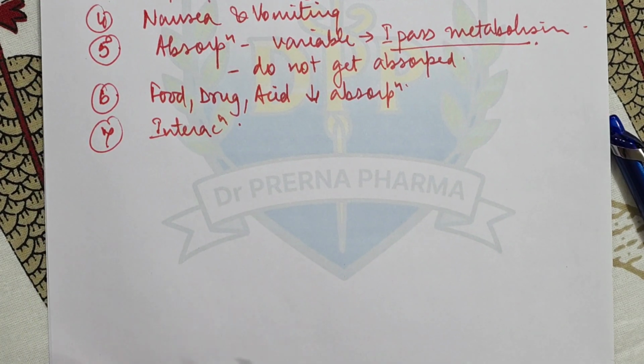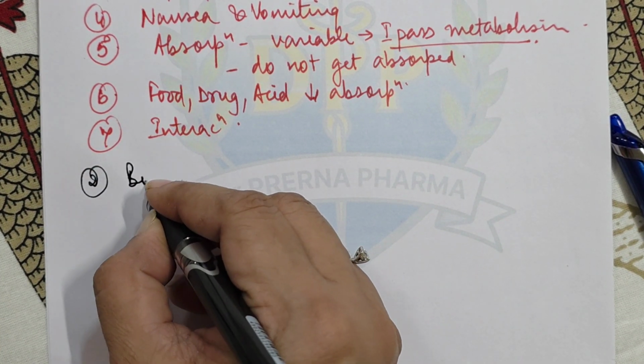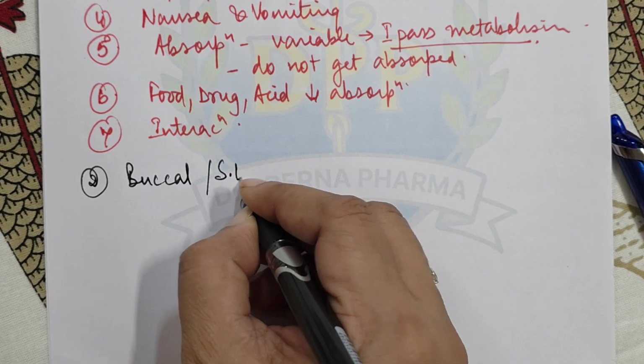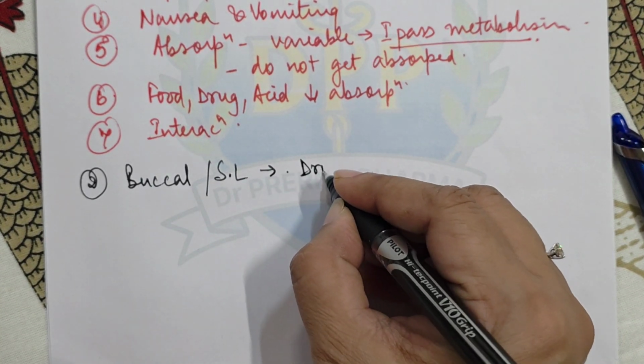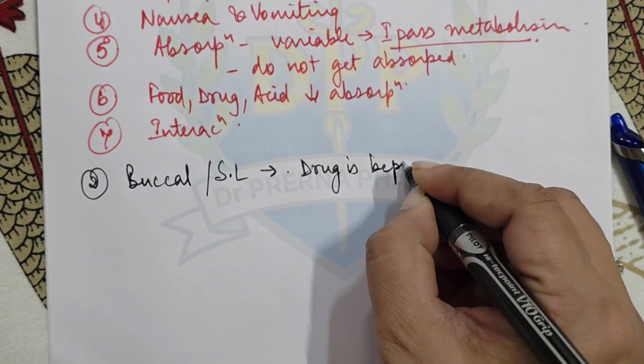So this was about the oral route. The next route that we have is the buccal route or the sublingual route. As we discussed in the dosage forms and the drug delivery system also, in the sublingual route the drug is kept below the tongue.